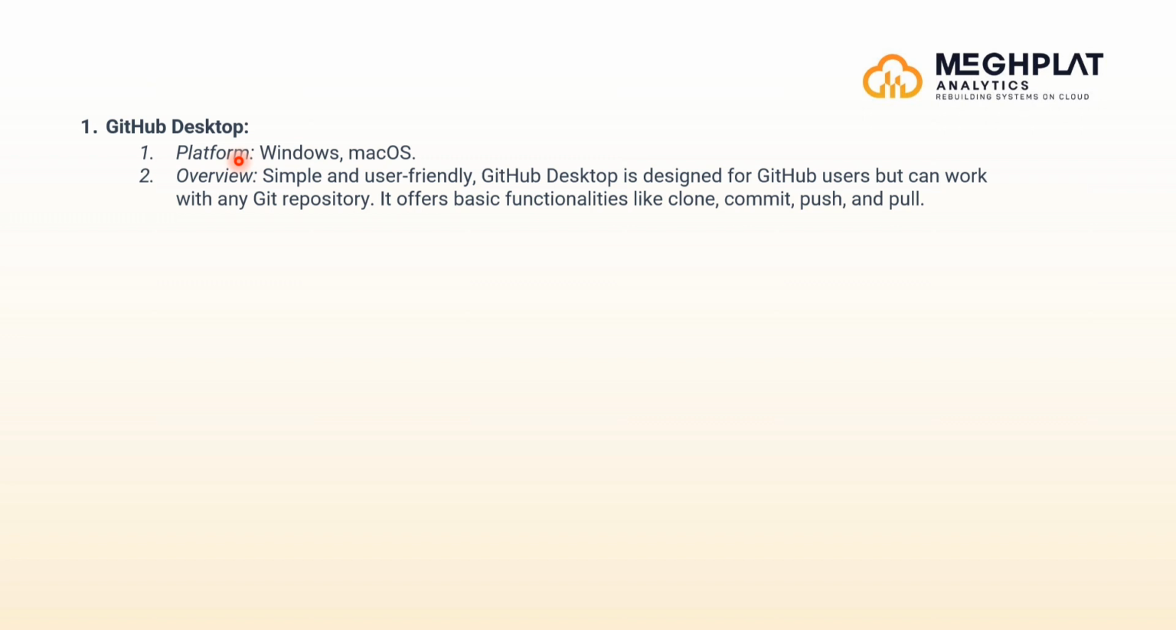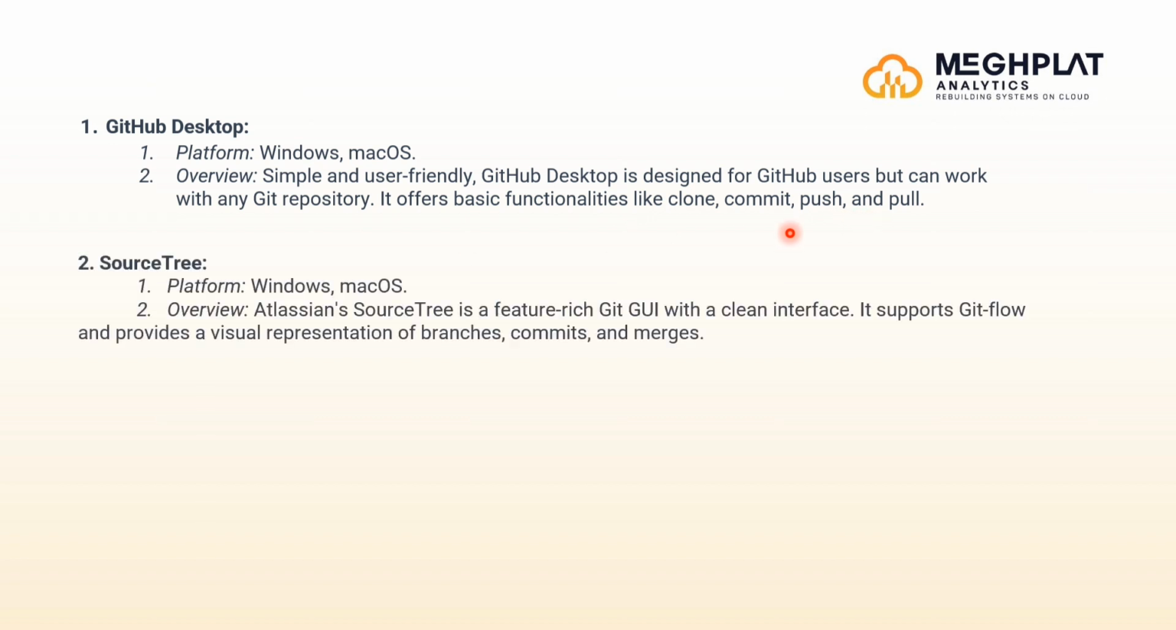GitHub Desktop. You can see here the platforms are Windows and Mac. What exactly does GitHub Desktop mean? It is simple and user friendly, and also designed for GitHub users, but can work with any Git repository. It offers basic functionalities like clone, commit, push, and pull.